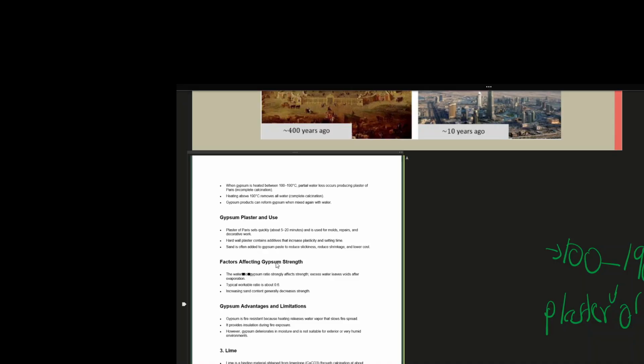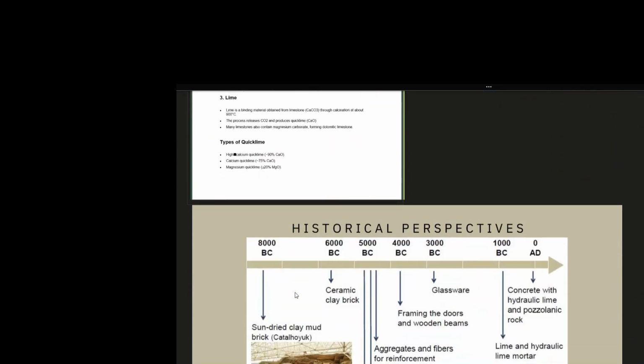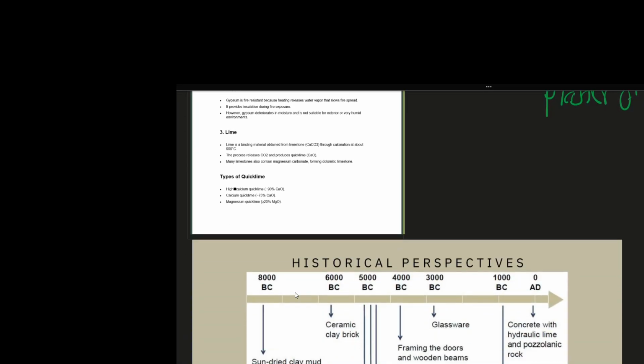The factors that affect gypsum strength are the water or moisture content, and also the water-to-gypsum ratio. The typical workable ratio is about 0.6. When you talk about workability, we talk about how much water it has.